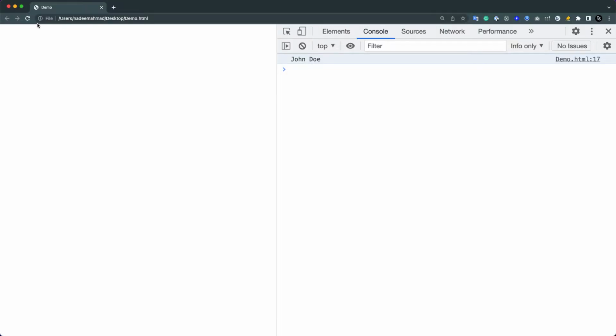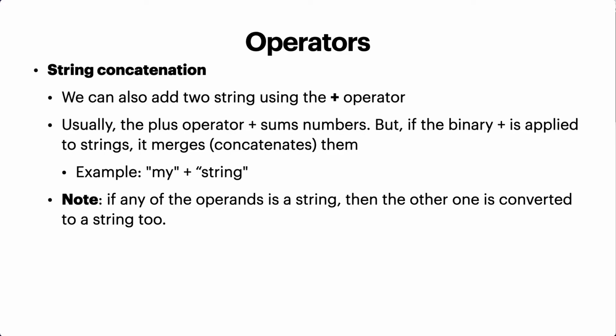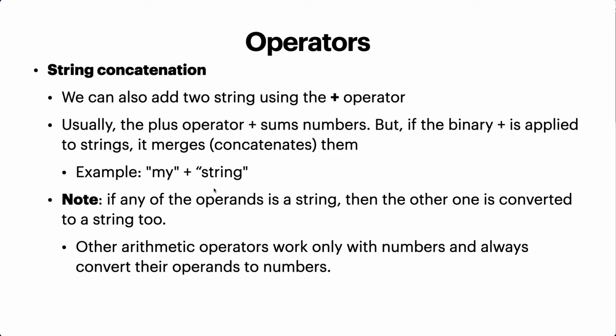I think theoretically it should add the string and a number, but let's see what it prints out. You can see John 123. What happens is it's concatenated. So once we have one operand as a string and the other as a number, it just concatenates those two. This is how it works in JavaScript. Other arithmetic operators work only with numbers and always convert their operands to numbers. So it's just the case of this addition operator.